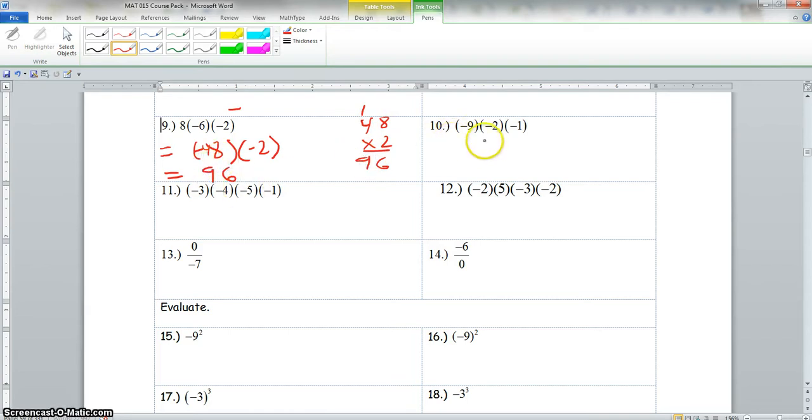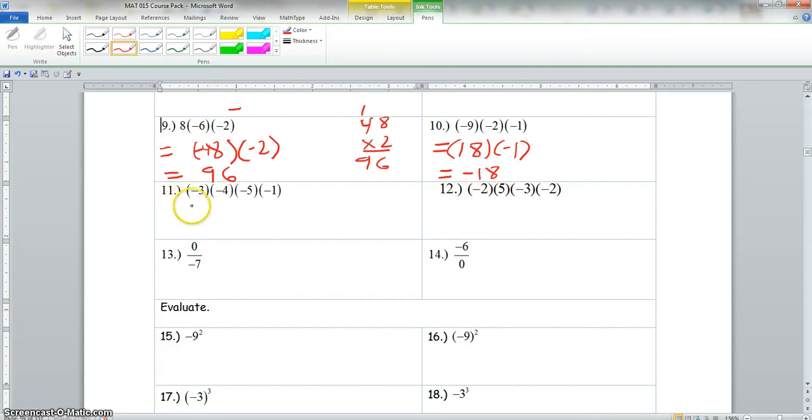Now we go here to number 10. We have a negative times a negative, which we know is positive, and 9 times 2 is 18. And then we bring down our negative 1. Now we have a positive times a negative, which we know is negative, and 18 times 1 is 18. So our final answer here is negative 18.